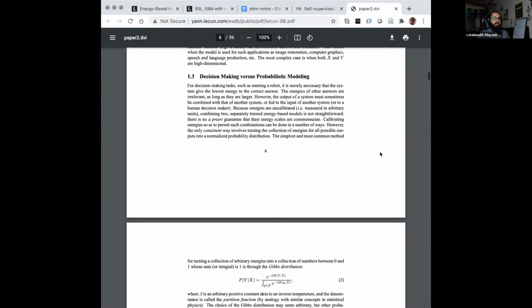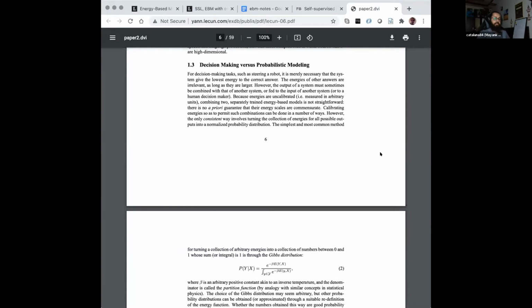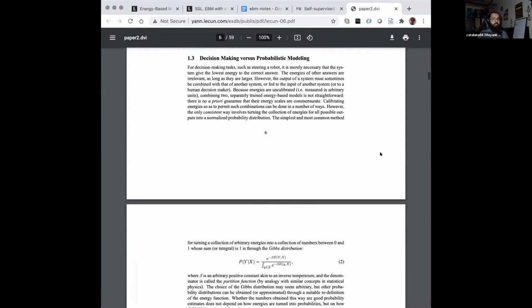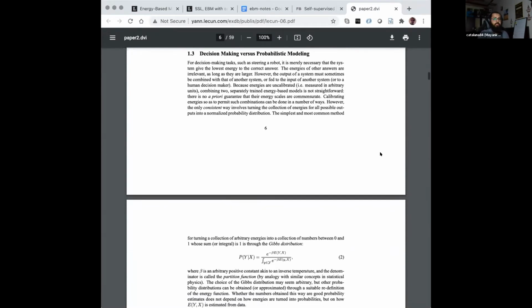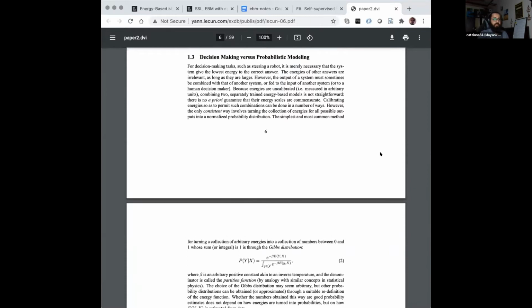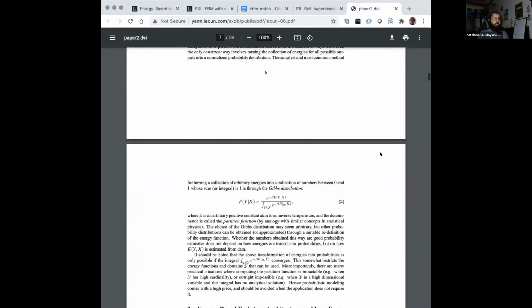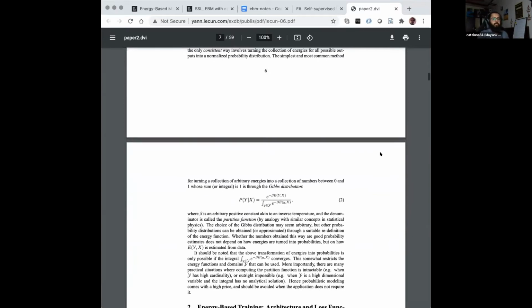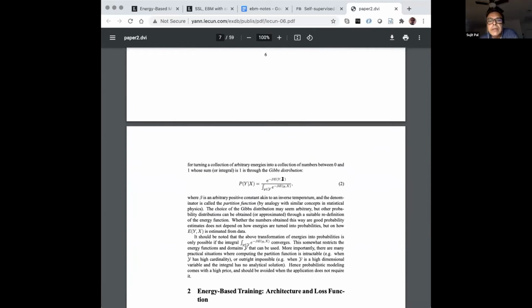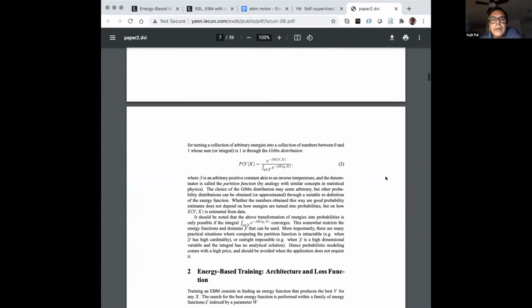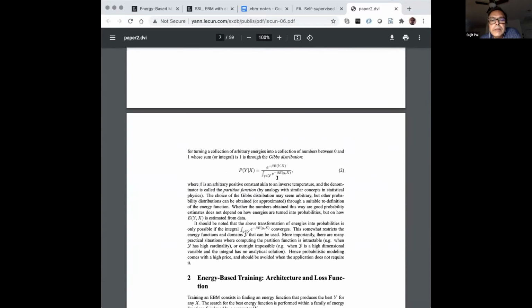He decides the decision making versus the probabilistic modeling, and the guarantees with respect to the energies or all the possible outputs, and how it is transferred into a normalized probability distribution. Yeah, this bit, Equation 2. Right. This part is kind of similar.